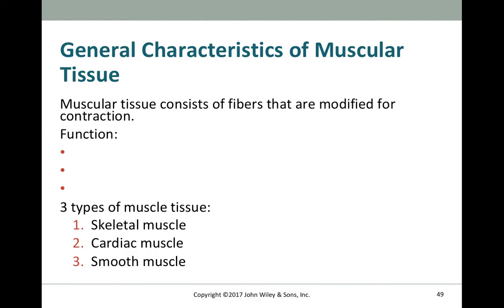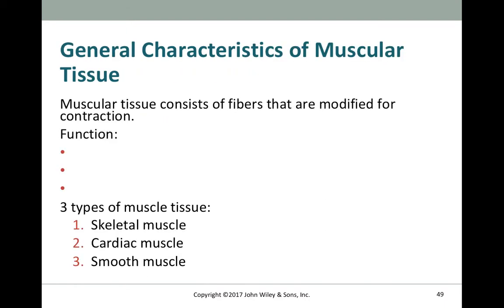Our muscle tissue will be divided into 3 types: skeletal muscle, cardiac muscle, and smooth muscle. Now we actually won't be spending a lot of time talking about muscle here because we do have a chapter that is solely devoted to muscle. So we'll just go over the basics and the differences in the tissue here.